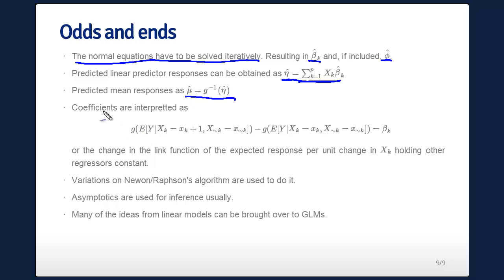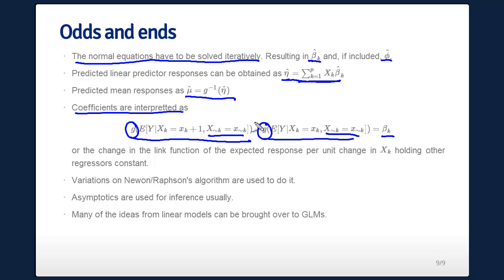Our coefficients are interpreted on the link function scale. So it's sort of g of the expected value of a difference in a 1 unit increase in a particular coefficient, all the other coefficients held constant, yields beta k. But notice it's done on the link function scale, and we'll go through some examples in the next lecture. It's done on the link function scale, and it's again a 1 unit increase holding everything else constant.